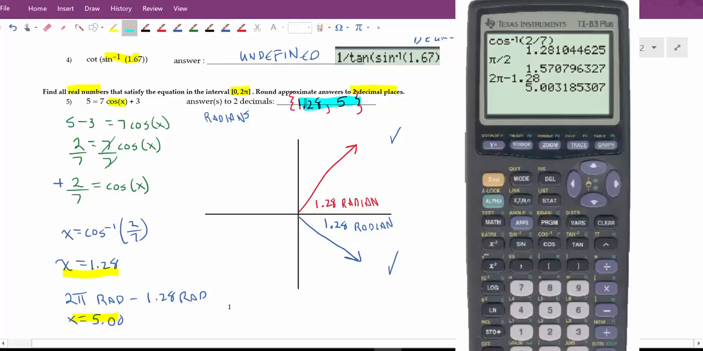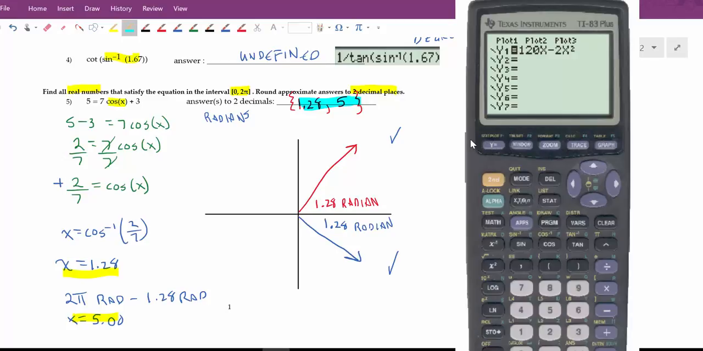Now, you can also do this problem totally graphically if you wanted to on the calculator. You could go like this. So you could actually graph both sides and see where they intersect if you wanted to. Or you could do this. I'm going to move everything to the left side of the equation. So I'm going to put in 7 cosine of x plus 3 minus 5 equals 0.